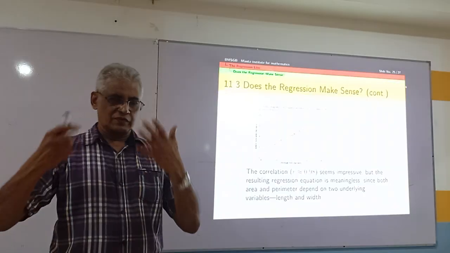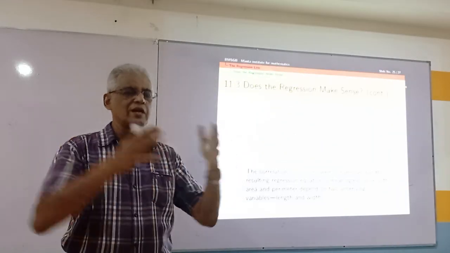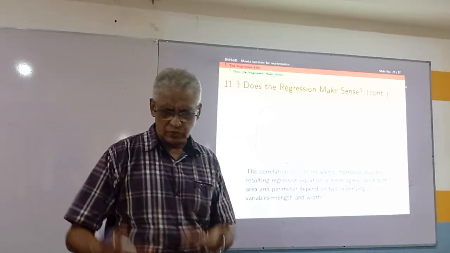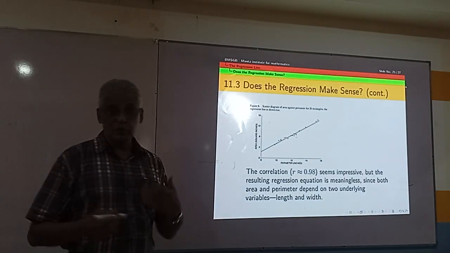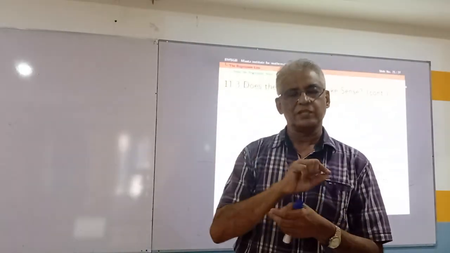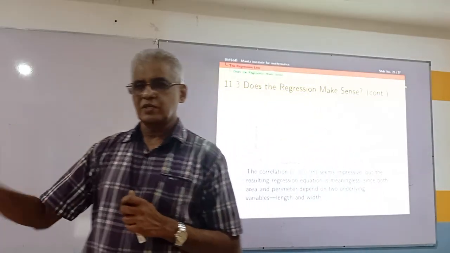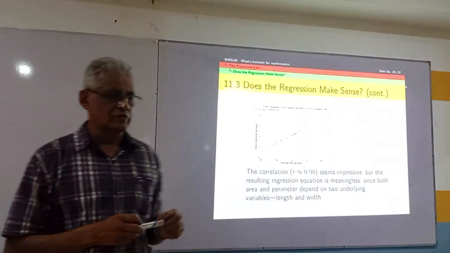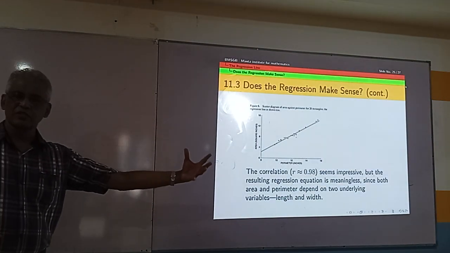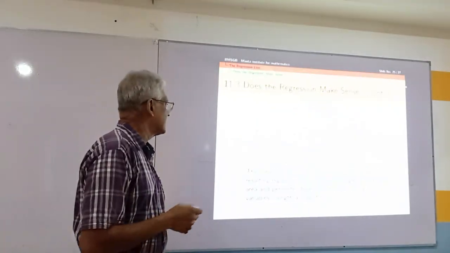Right? So, if the objective was to find out the relationship between the area and the perimeter, that's not a meaningful thing to do, because we know the area is a function of height and length and the width, and the perimeter is also a function of length and width. So there's no point of looking at the relationship between these two. Your y is a function of these two variables and x is also a function of those two variables, right?